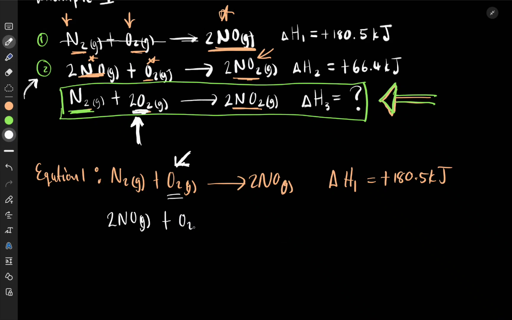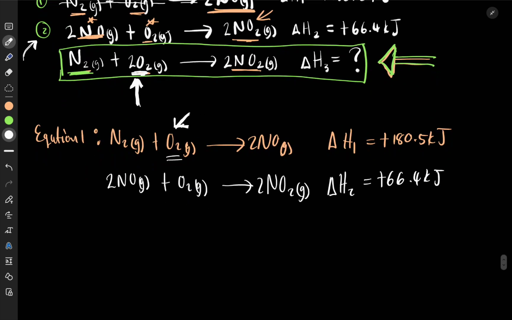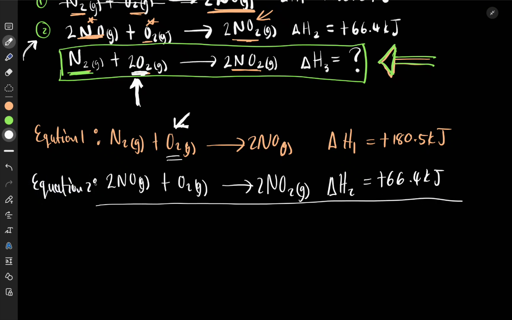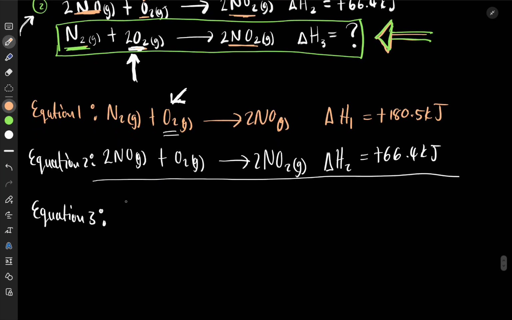Plus O2 gas to then give me 2NO2 gas, and my delta H2 is equal to plus 66.4 kilojoules. This will be my equation 2. Then now I can make my equation number 3. How do I make my equation number 3? I'm just going to put all the reactants, then all the products together.